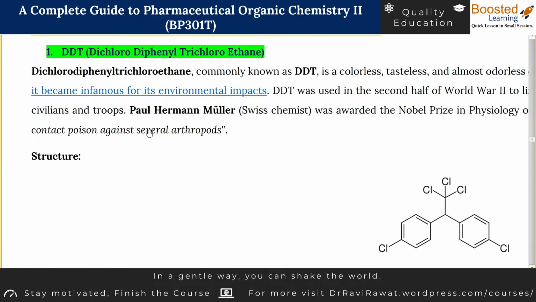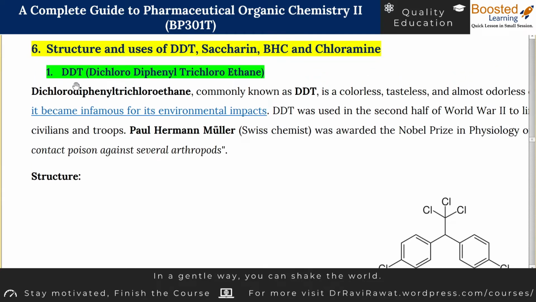I'm sure you have heard this name, DDT. It was used for agricultural purposes. It was actually used as an insecticide in agricultural work. The term is actually an abbreviation for a big name. The name is dichloro-diphenyl trichloroethane. So it's a big name, that is why an abbreviation was used for it.